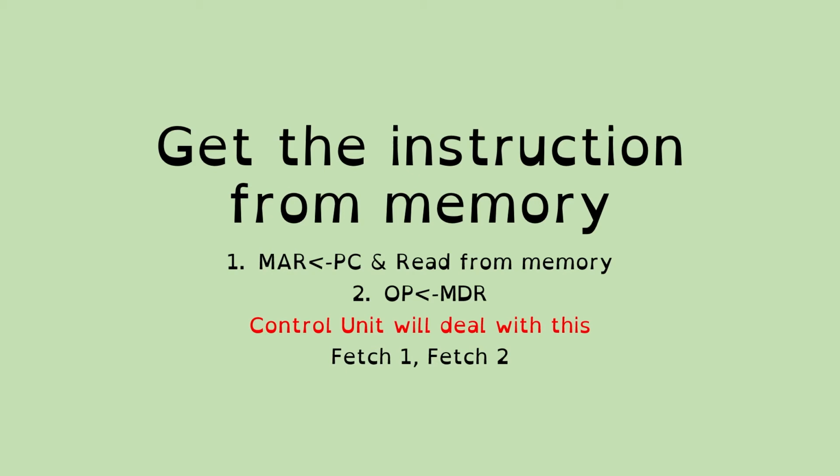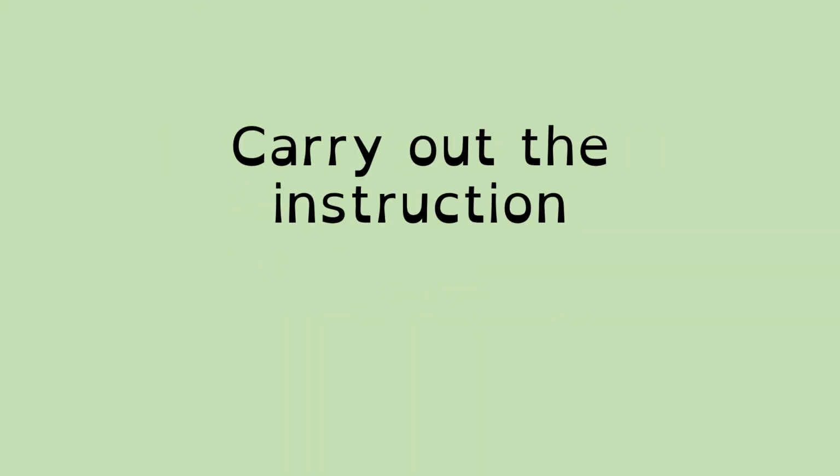And we're going to have two separate input lines, one for fetch 1, which will go high when we want fetch 1 to happen, and then the second one is going to go high when we want fetch 2 to happen. Okay, so after that, we need to carry out the instruction.